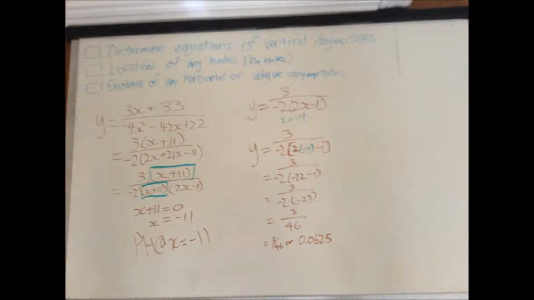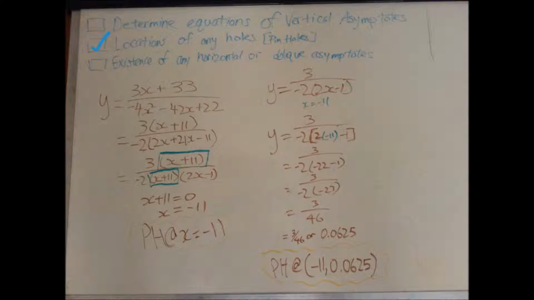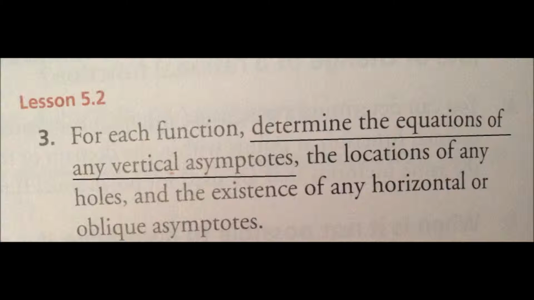Now that we have both the x and y coordinate of the pinhole, we know that the pinhole is at (-11, 0.0625). We can now check off that we have determined the equations of any holes. The next part of the problem is to find the vertical asymptotes.